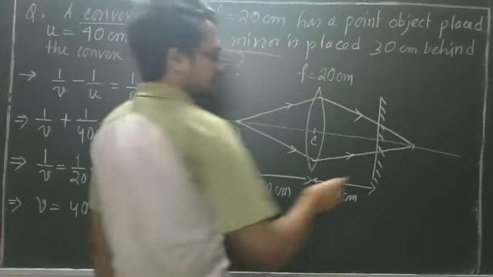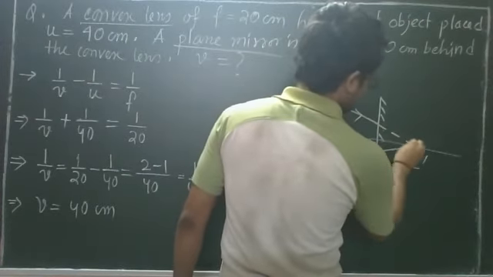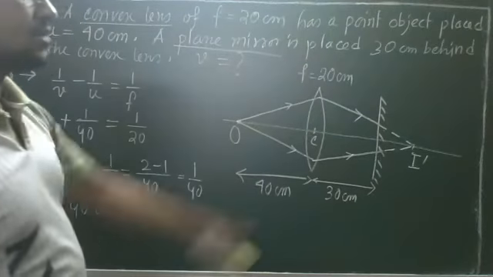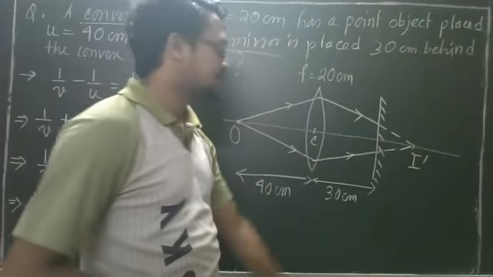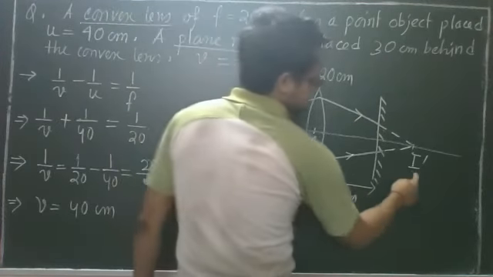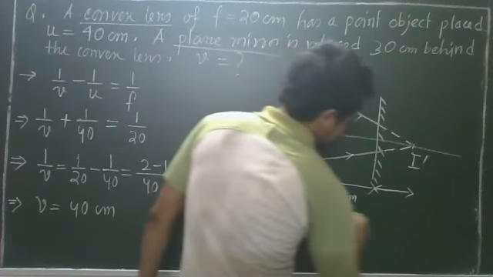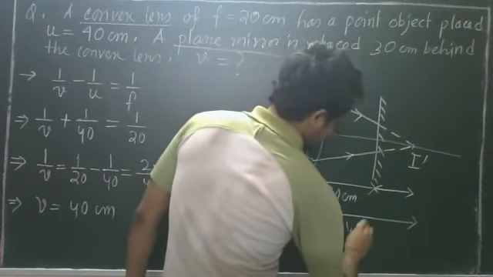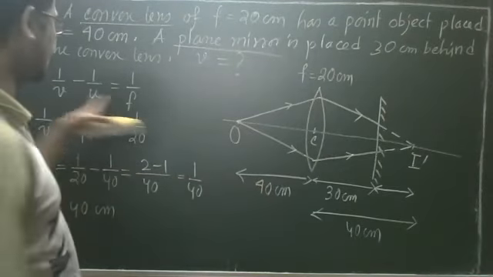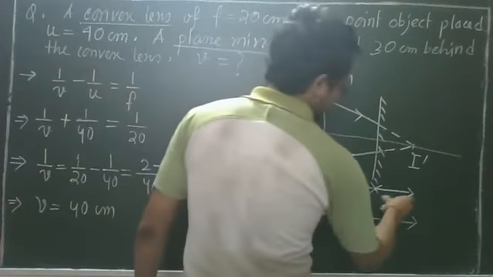So what will happen? This is I prime. This is not the actual image, this is the dotted one. Image will not be found there because the mirror is there. Now come to the mirror. For this mirror, this is the object. What will be the object distance? This is the object distance, right? Total distance we know is 40. This we are getting due to the lens. So this distance is 40, this distance is 30. That means this one will be 10.